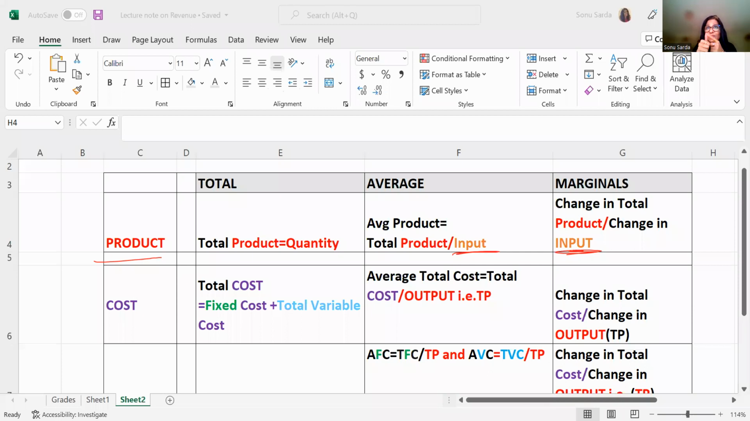Everything else, that is the costs and the revenues, they relate to the output. They relate to, in other words, this output. This is the output, right? We said that a while ago. So this is what it is.